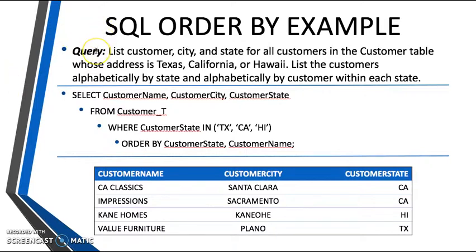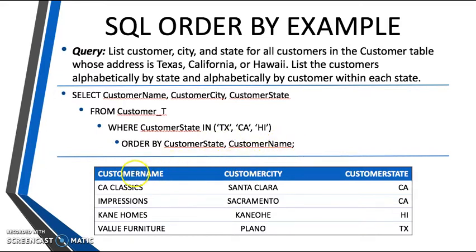The query reads, list customer, city, and state for all customers in the customer table whose address is Texas, California, or Hawaii. List the customers alphabetically by state and alphabetically by customer within each state. The code executed is select customer name, customer city, customer state from customer underscore T where customer state in Texas, California, Hawaii, order by customer state, customer name.